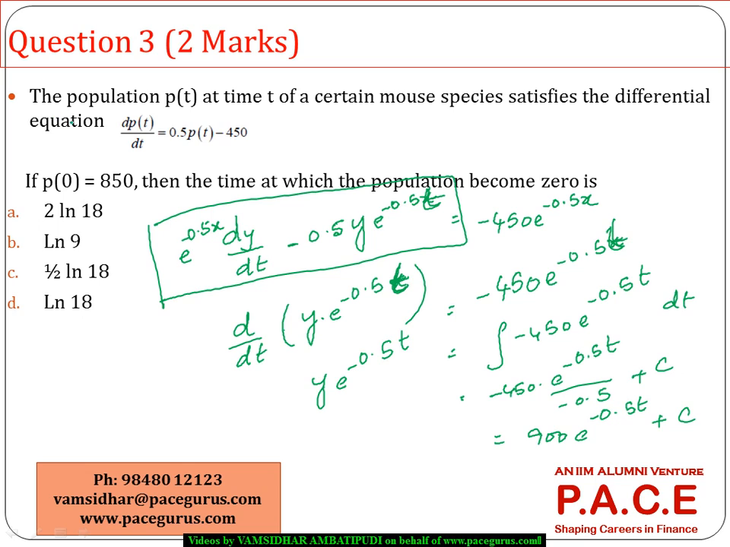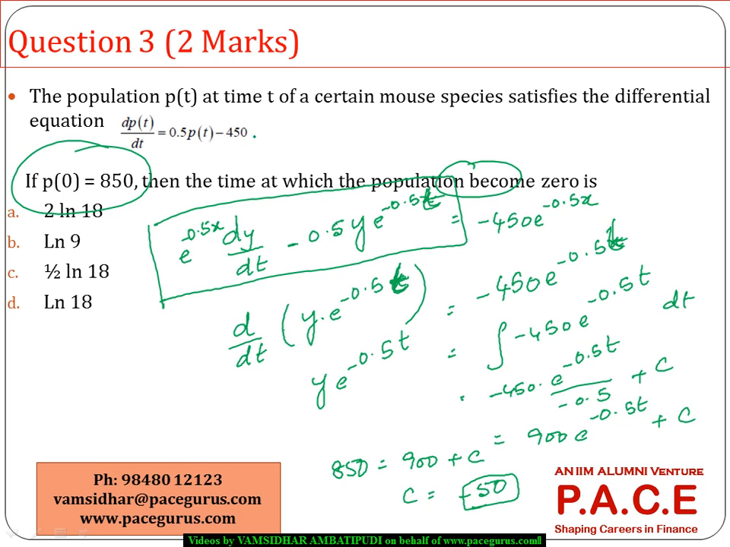And now I'll use this condition, p of 0 equal to 850. So whenever I'm substituting t equal to 0, I'm getting this. So this becomes 850 into e power 0. So left hand side is 850 is equal to 900 into e power 0, which is 1, plus c, which is working out to c as minus 50. That's one thing. And now he is asking the time at which the population becomes 0.